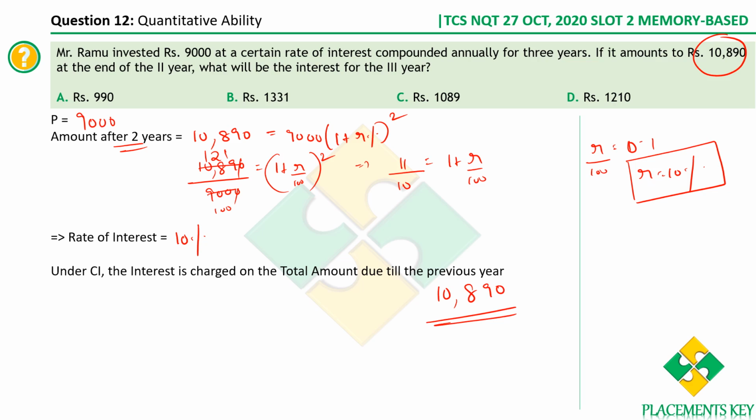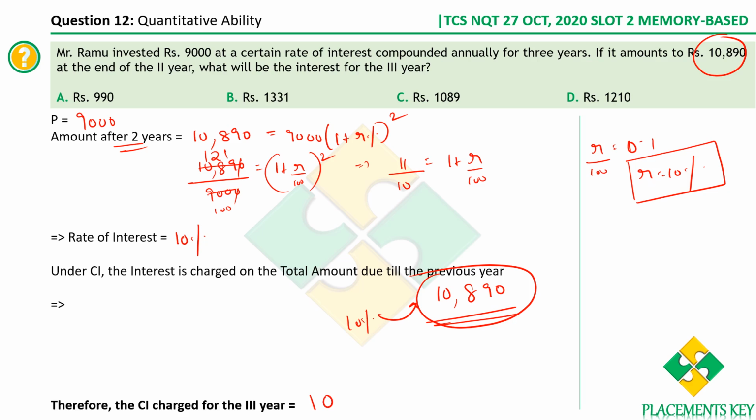So what I'm saying is the interest in the third year is the interest charged on the amount till the second year. What are we effectively supposed to compute? We are supposed to compute 10% of this value. You get 1089. The compound interest charge for the third year is 1089 because the amount accrued till the end of the second year was 10,890. Compound interest is charged on the total amount due till the previous year, so 10% on this gives us 1089, option C.